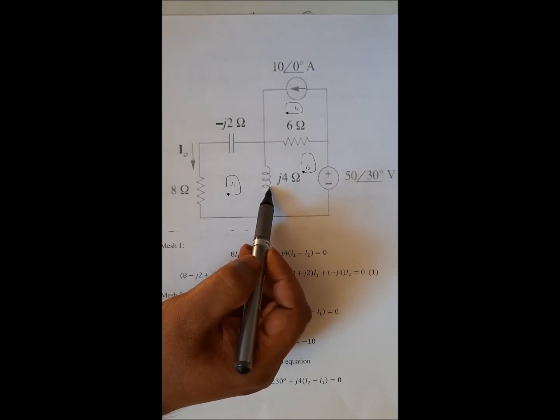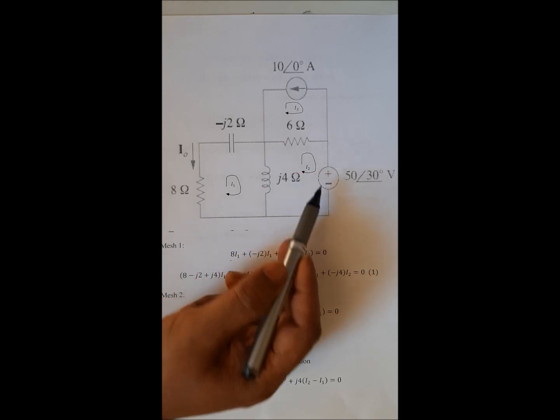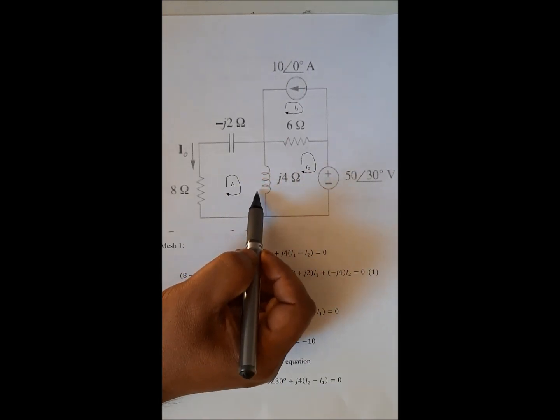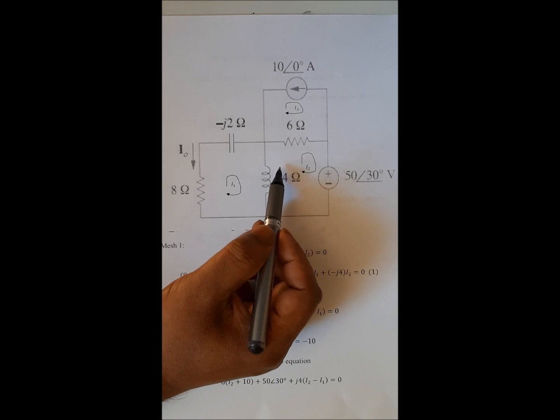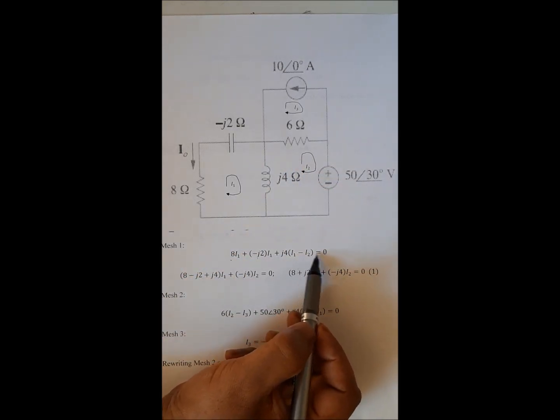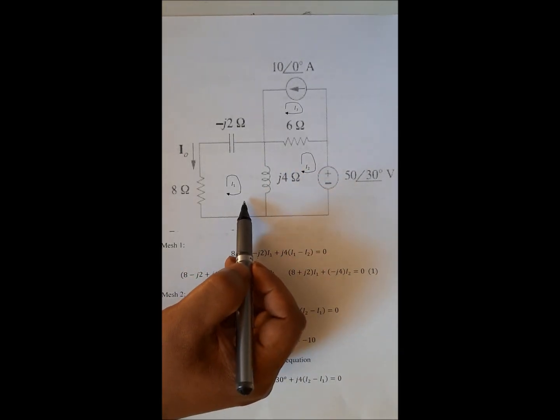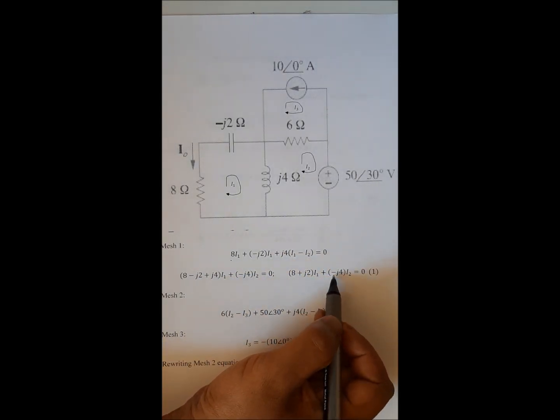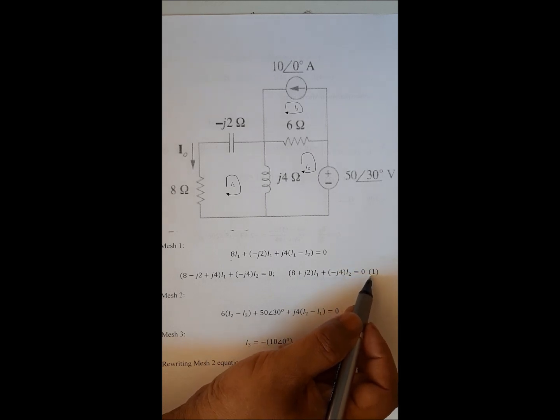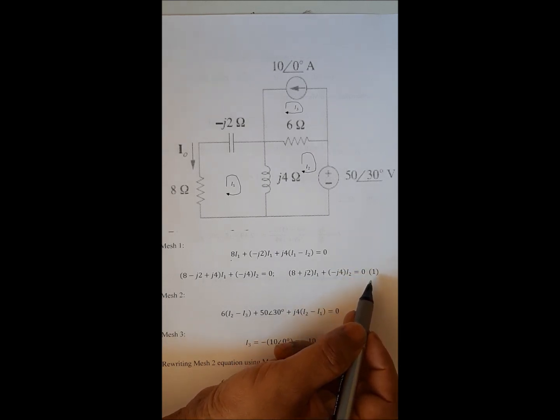So the total current here will be I1 minus I2, because I1 is flowing in this direction and I2 in the opposite direction. So we'll write I1 minus I2 equal to 0. So this is the equation for the first mesh. Now I simplify this equation. All the I1 coefficients I arrange together, and the I2 coefficients I arrange together. Then I reduce the I1 and I2 coefficients and come up with equation number 1 for mesh 1.